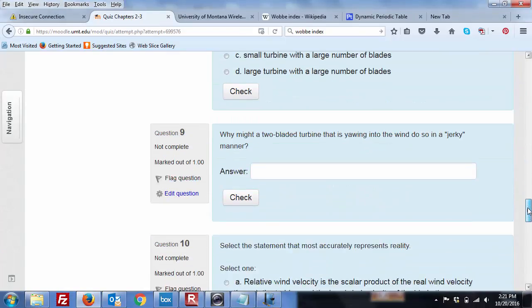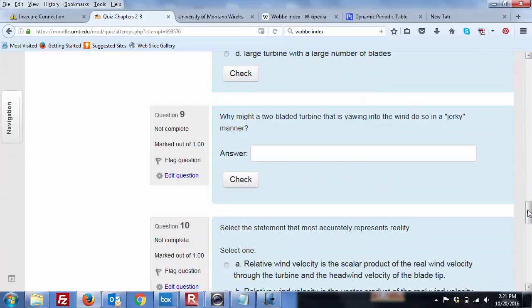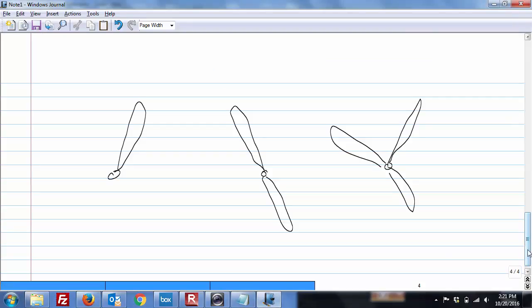So that's how to solve that problem. Yeah, this one, the two-bladed turbine that is yawing in the wind. Why would it be jerky? So here's the deal. Those are from the yaw text. Yeah, this is chapters 2 and 3 of both books. And yes, it is in the yaw text.